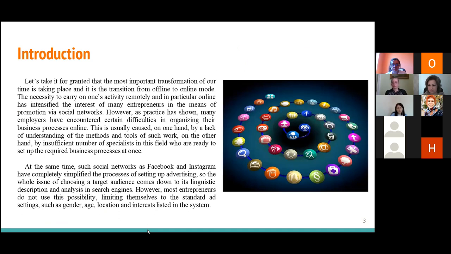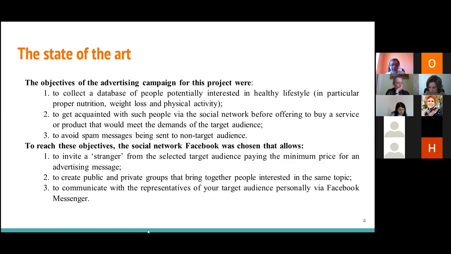This is usually caused, on one hand, by a lack of understanding of the methods and tools of such work, and on the other hand, by an insufficient number of specialists in this field who are ready to set up the required business processes at once. Our study is based on a real case, that is the creation of an online healthy lifestyle club, the purpose of which is to attract an unfamiliar audience through social networks, in our case, through Facebook.